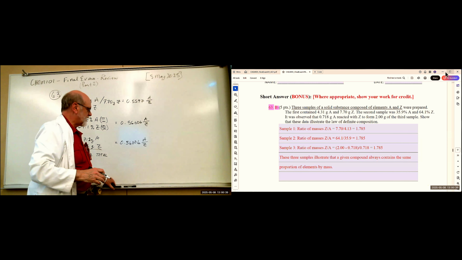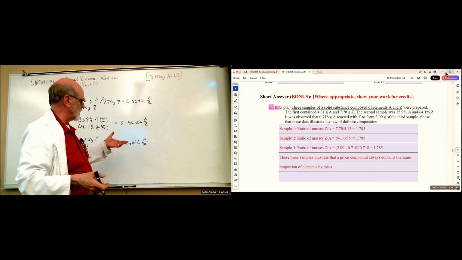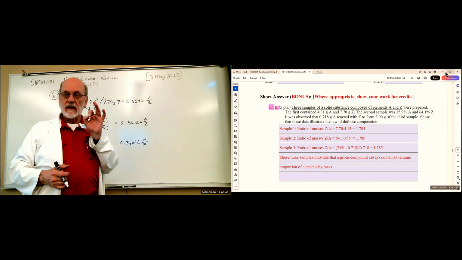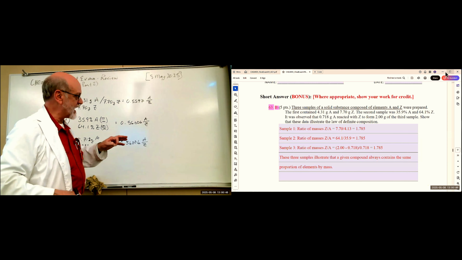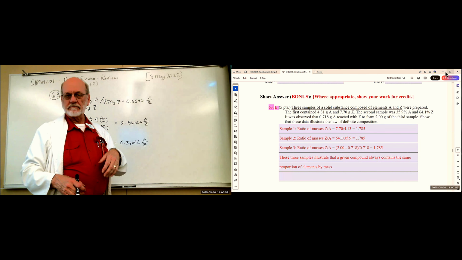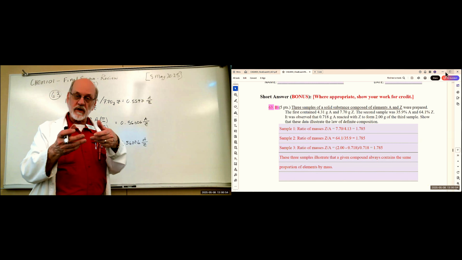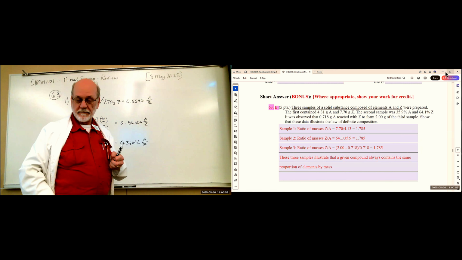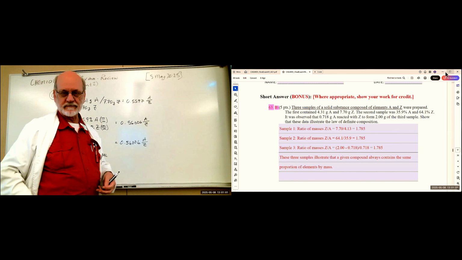Okay. So within experimental error, these values are the same, and that demonstrates the law of definite proportions. The mass ratio of A to Z is the same in each one. As demonstrated here, it's the ratio of Z to A. Six of one, half a dozen of the other. You still have the same proportion.